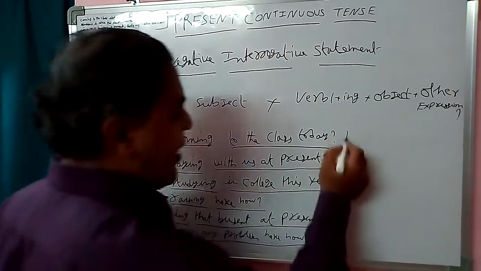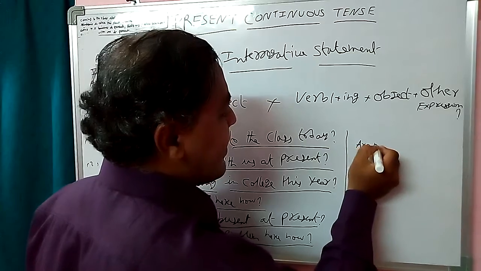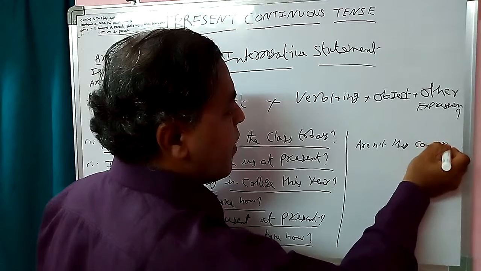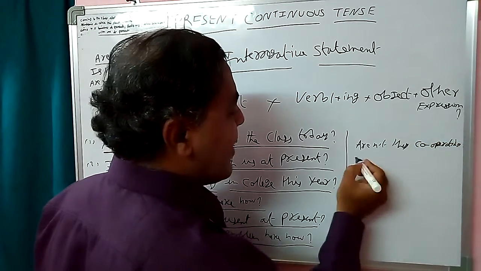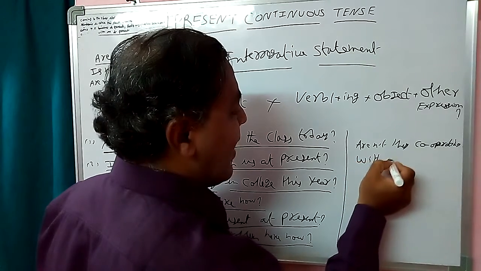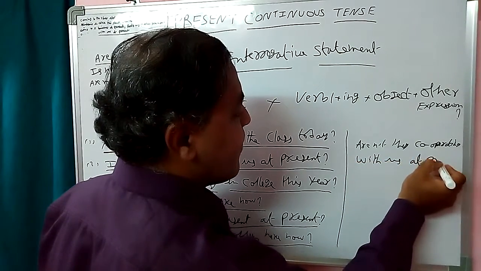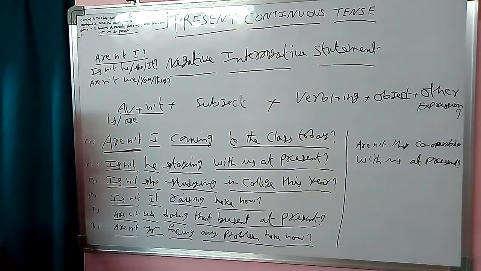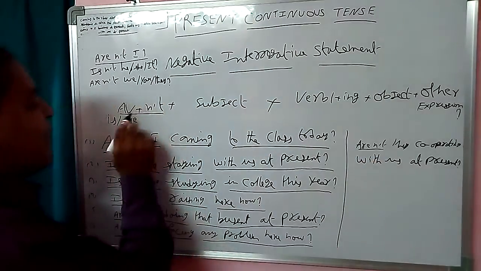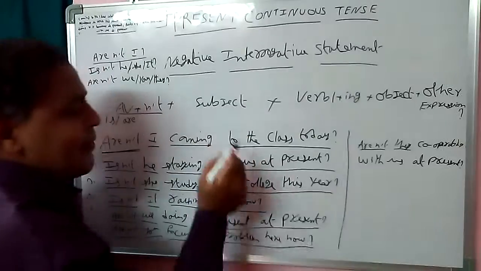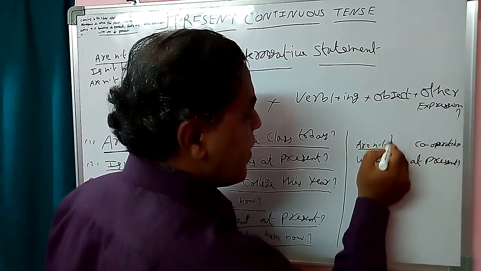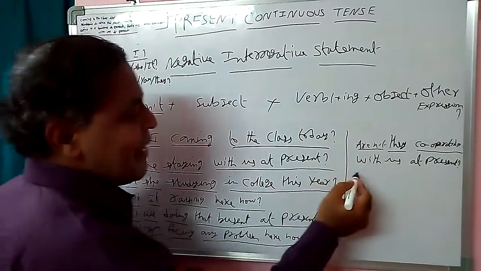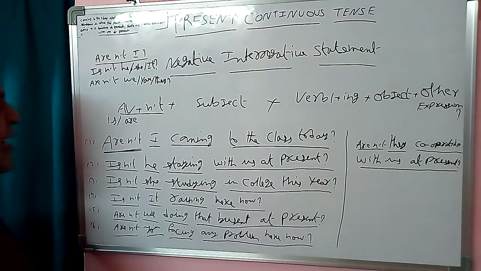Next: Aren't they cooperating with us at present? Aren't, auxiliary verb with apostrophe t. They, subject. Cooperating, verb 1 plus ing. With us at present, object and other expression.